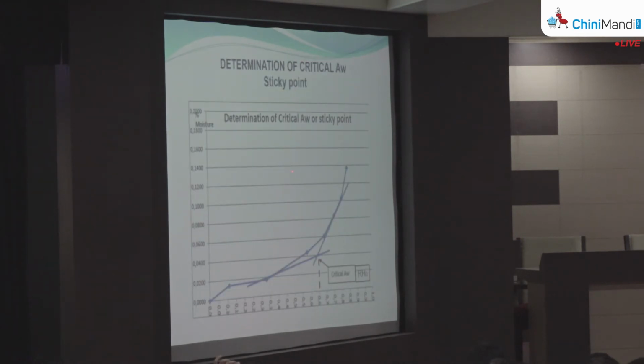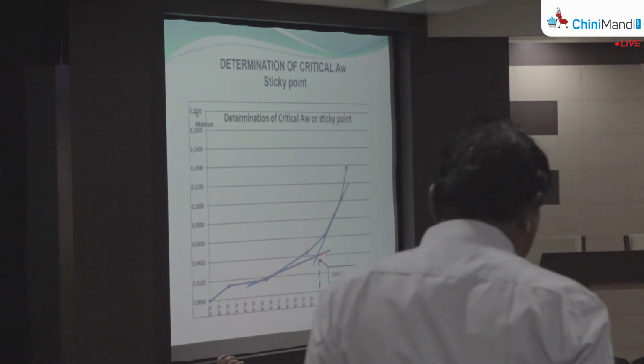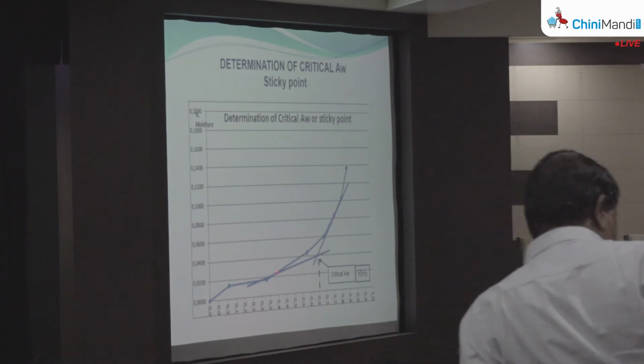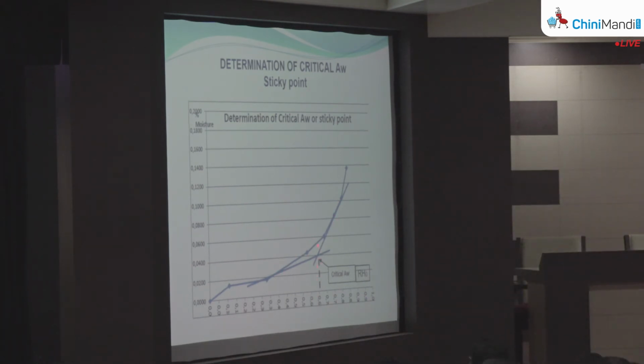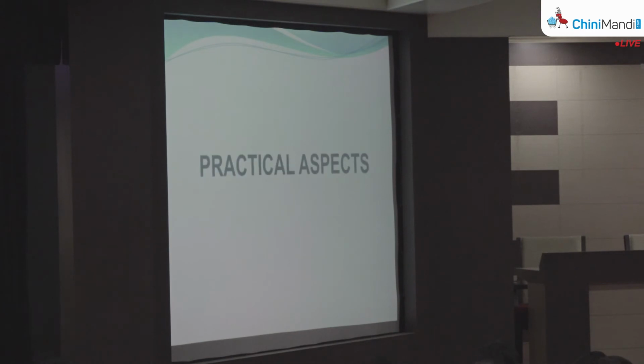How to determine the critical water activity at which we have these caking problems? You have to establish the sorption curve and take these tangents to determine the water activity or relative humidity at which the caking starts.